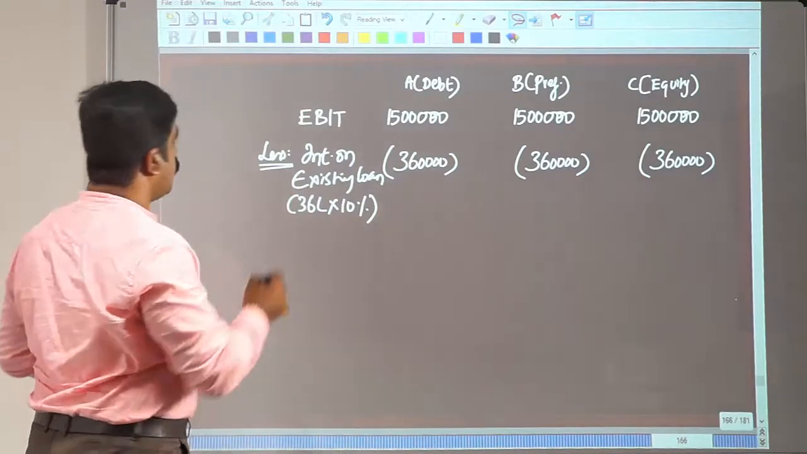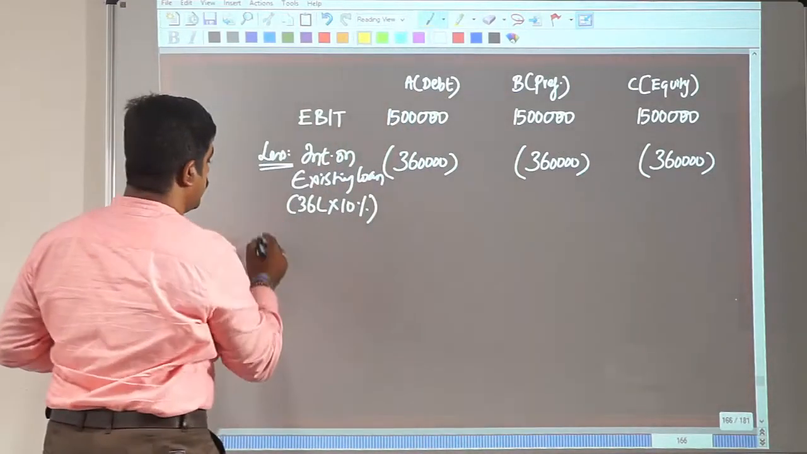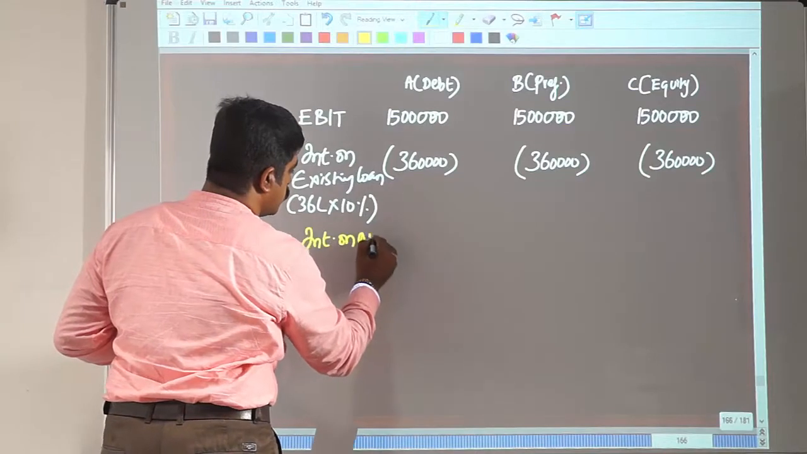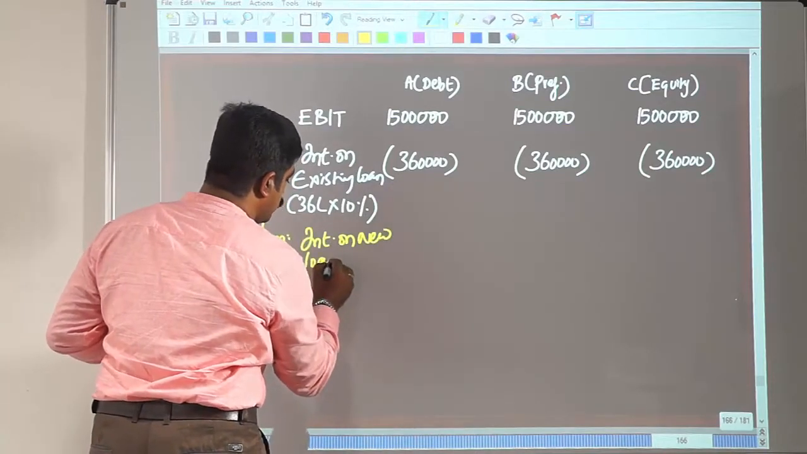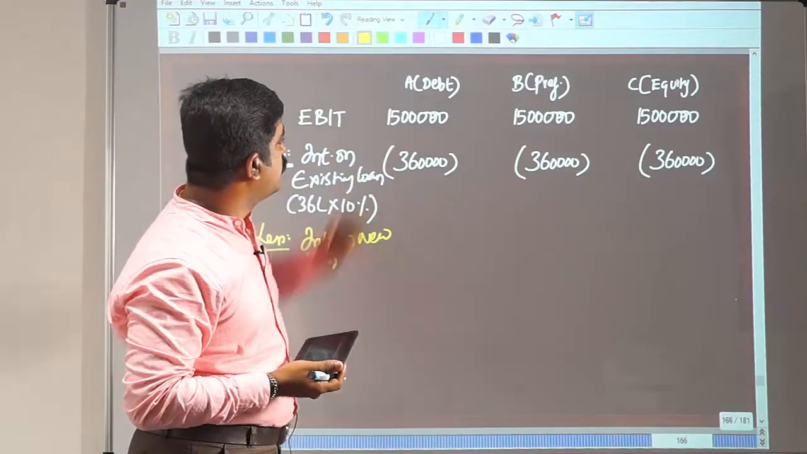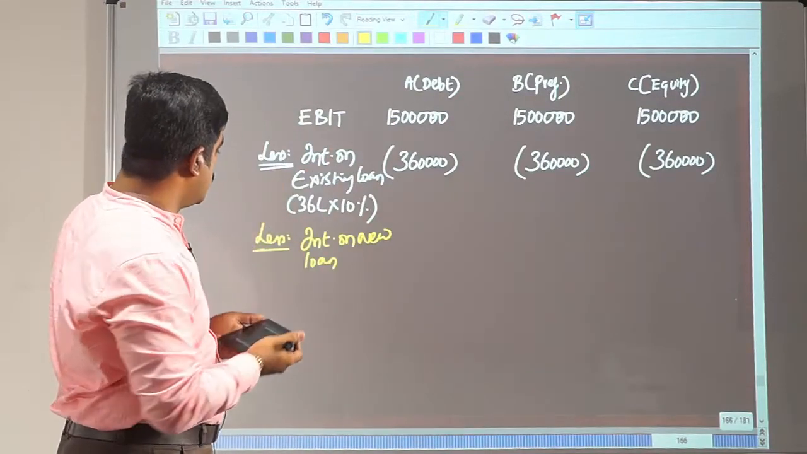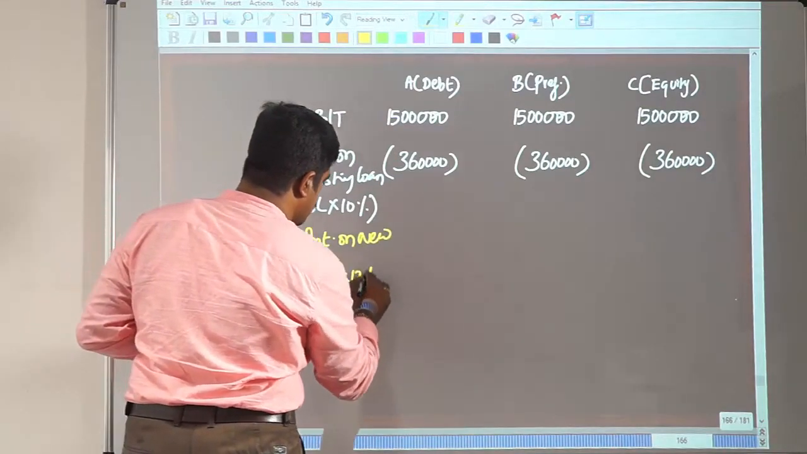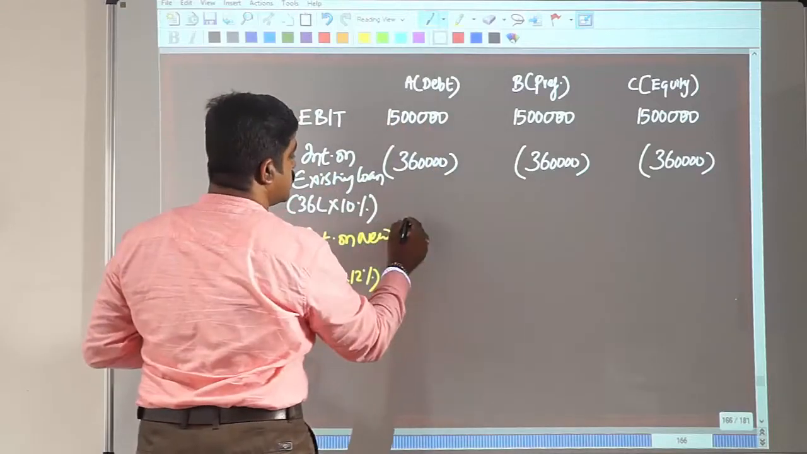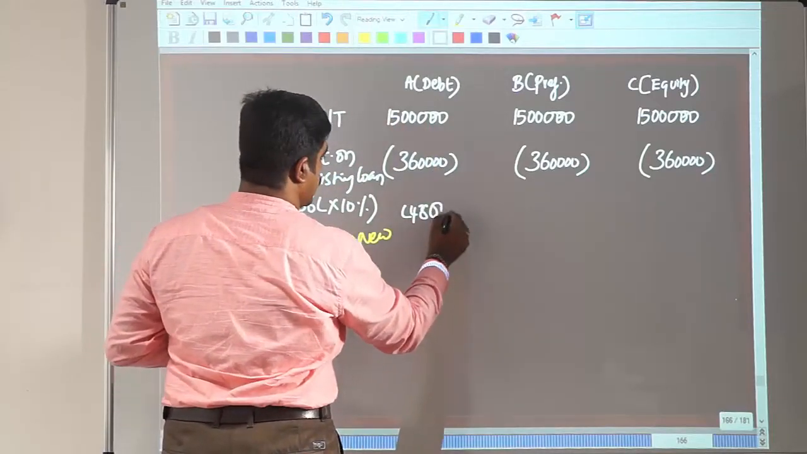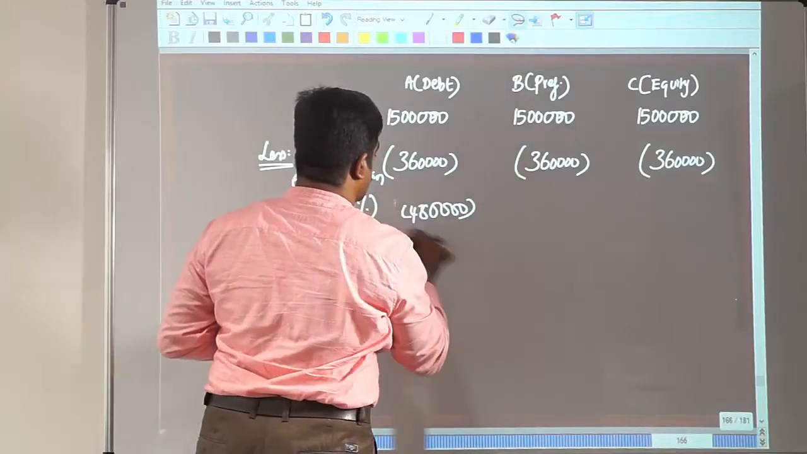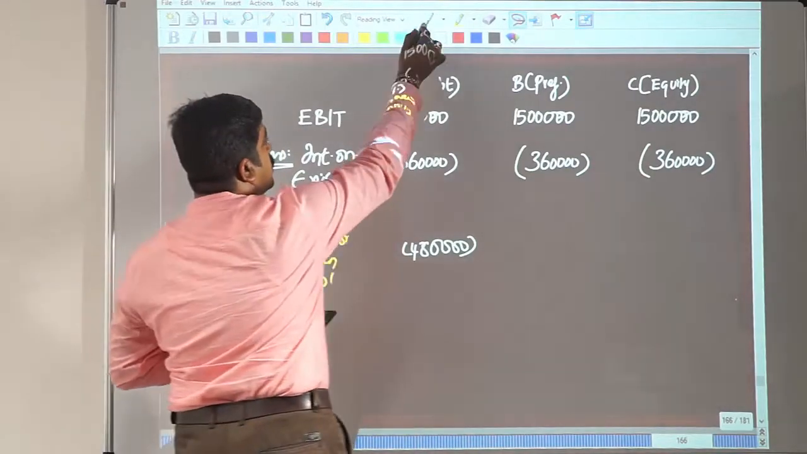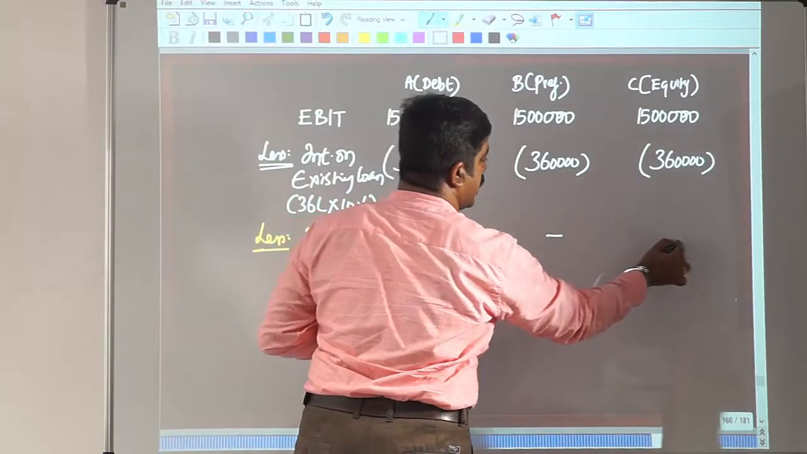Then I should think about interest on new loan. Less interest on new loan. And please be reminded that new loan will be applicable only for your option A, where you are thinking of debt. Okay, and how much is that? It is 40 lakhs into 12%, so it is going to be 4,80,000. That is your interest on new loan. Let me just bring them here. Yeah, it is interest on new loan 4,80,000, and this is not applicable for your B and C.